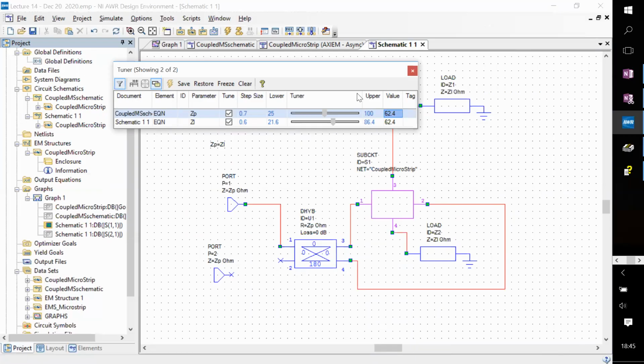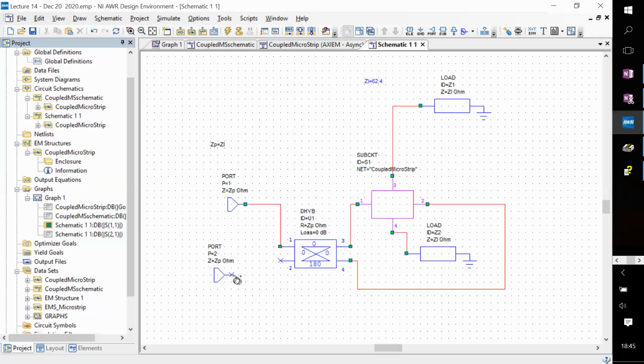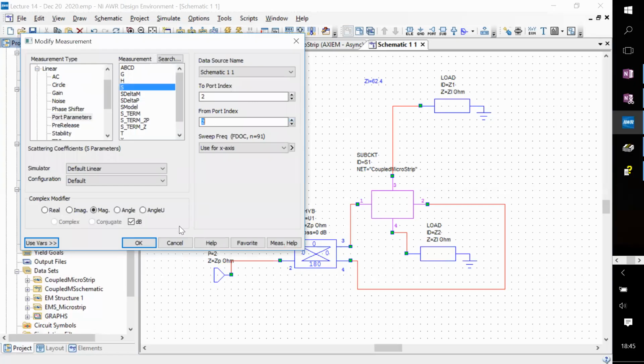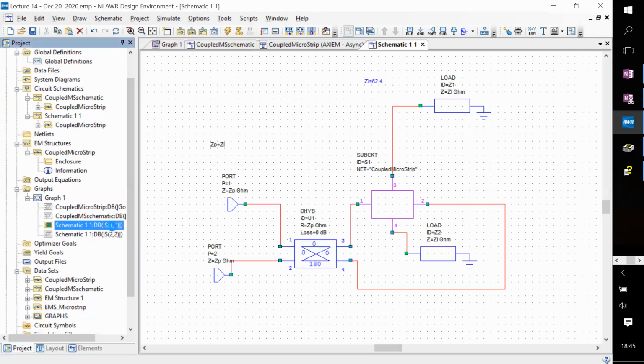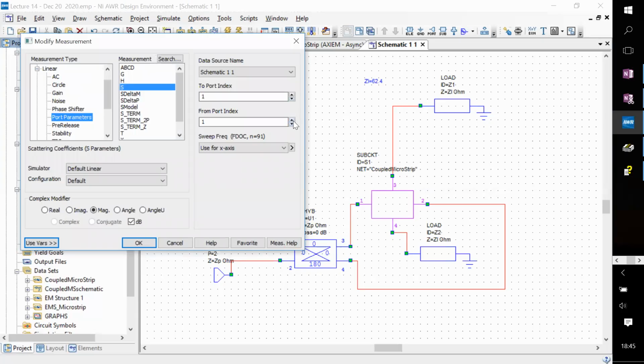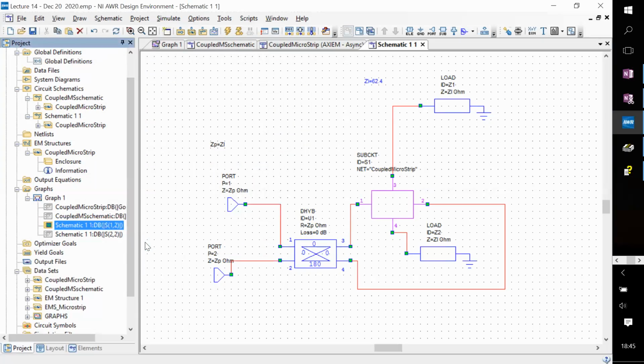And similarly, we can do the reverse. I can now connect this up, set this back to S22, set that to S12, and put this close to the odd mode matching condition, about 41 ohms.